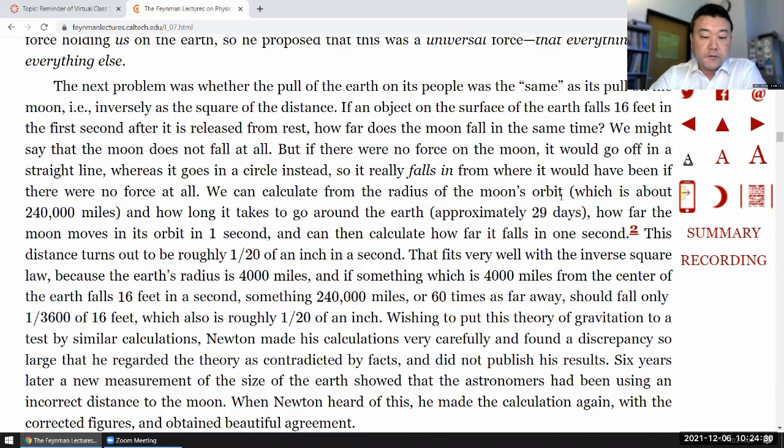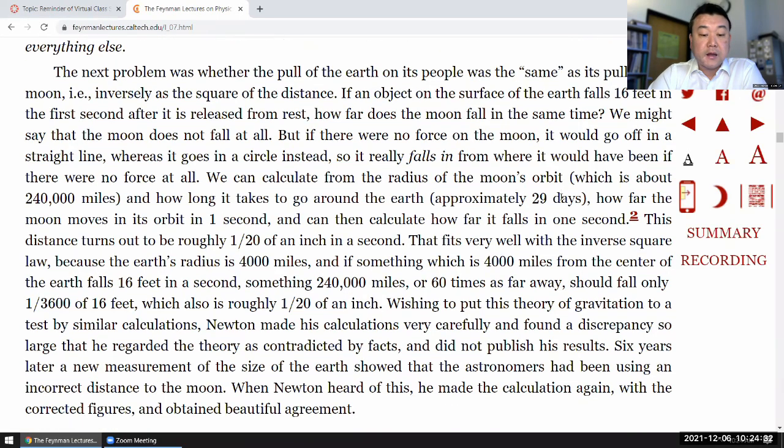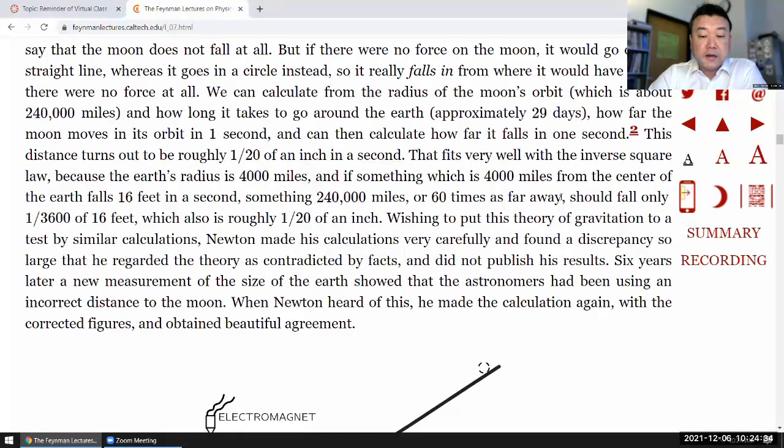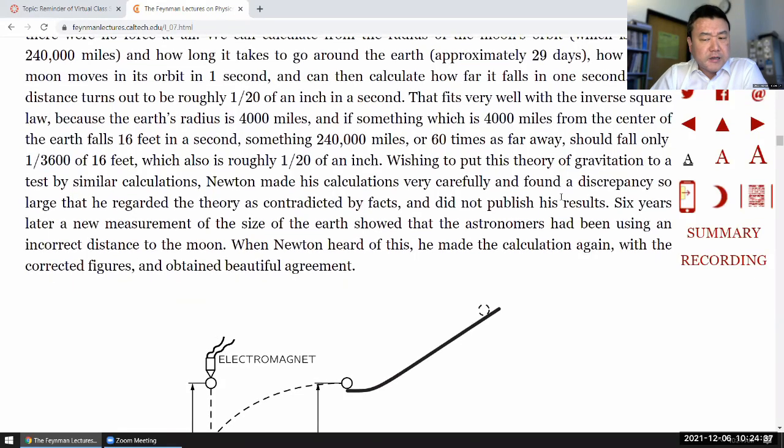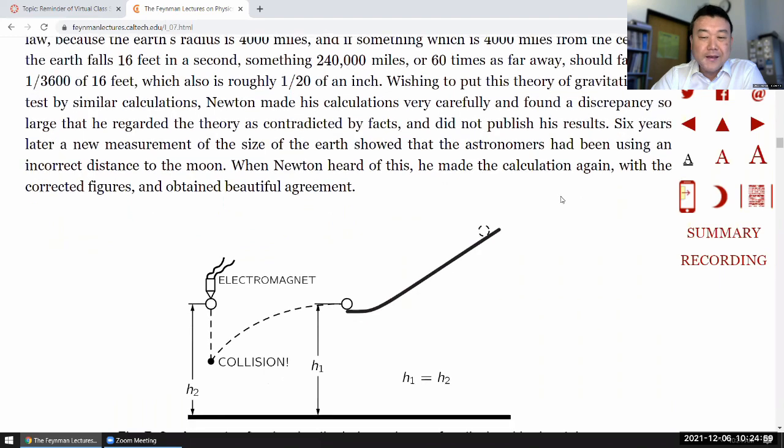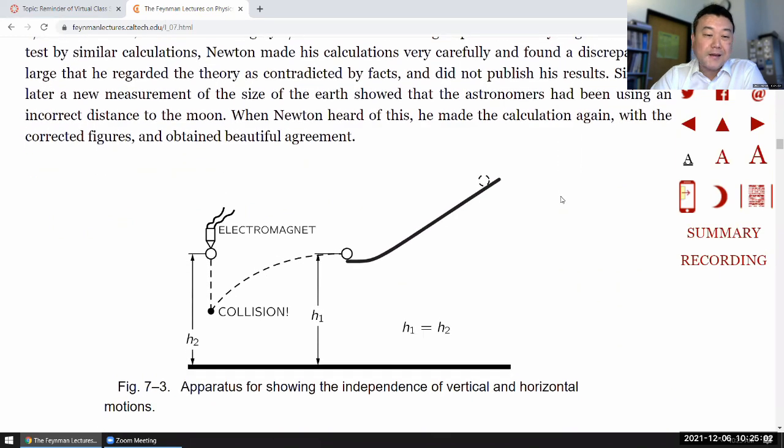Wishing to put this theory of gravitation to a test by similar calculations, Newton made these calculations very carefully and found the discrepancy so large that he regarded the theory as contradicted by facts and did not publish his results. 6 years later, a new measurement of the size of the Earth showed that the astronomers had been using an incorrect distance to the moon. When Newton heard of this, he made a calculation again with the corrected figures and obtained a beautiful agreement.